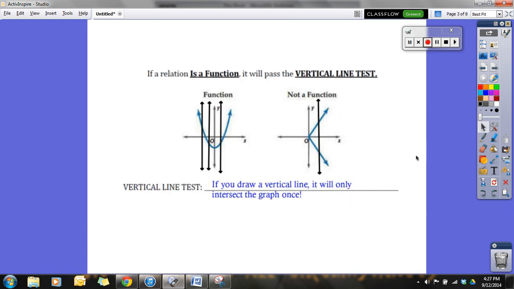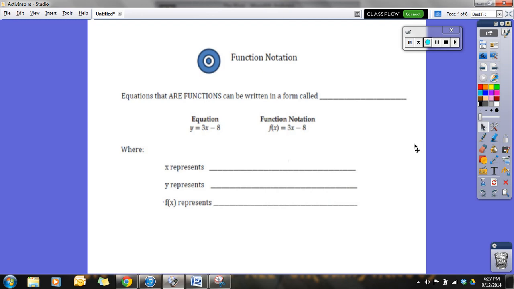We also talked about the vertical line test today, which means that if I have a graph and I draw a straight up and down vertical line, if it's a function, it will only touch that graph in one place. So this is a function. This one is not, because my vertical line touches the graph here and there. 2 places, not a function. All review from what we did in class today.